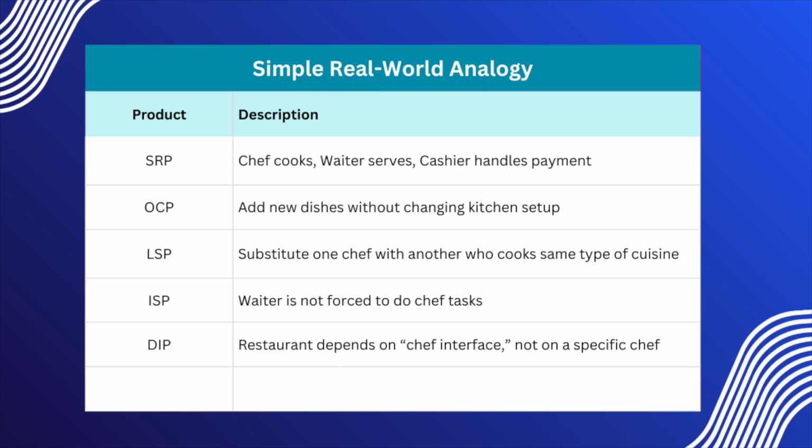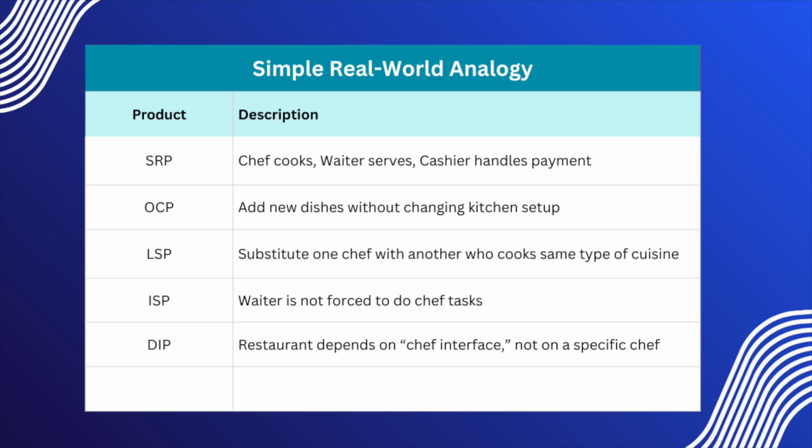Then ISP: the waiter is not forced to do the chef's task. Now last is DIP. The restaurant doesn't depend on a specific chef or a specific waiter. They depend on a role, not the person. Anyone who can fulfill the chef role can work there. So that is dependency inversion, depending on roles, not individual persons.